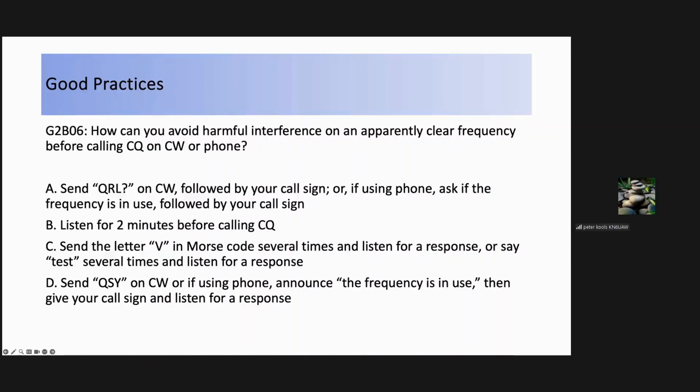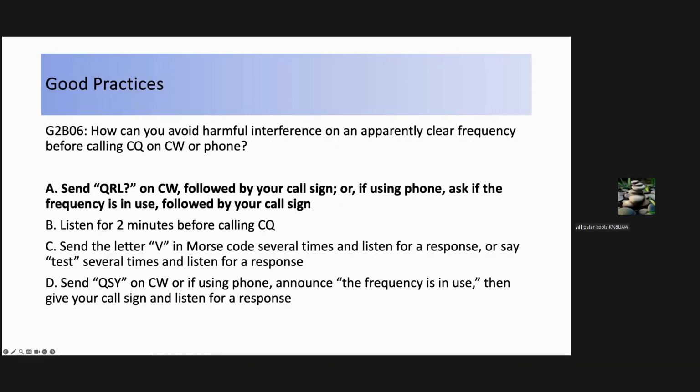How can you avoid harmful interference on an apparently clear frequency before calling CQ on CW or phone? The important part of the answer here is find out if the frequency is in use. So send QRL on CW, and we'll talk about the Q codes in a bit, followed by your call sign. And if you're using phone, i.e. like SSB, ask if the frequency is in use, followed by your call sign. So you might say something in a phone mode: is this frequency in use? This is Kilo November 6 Uniform Alpha Whiskey. And then you wait a bit.